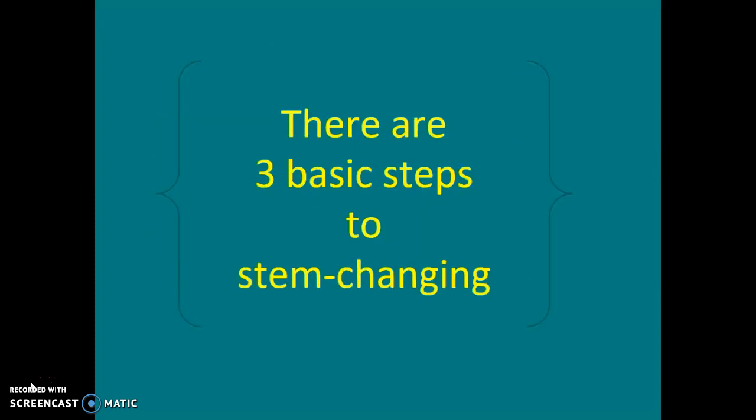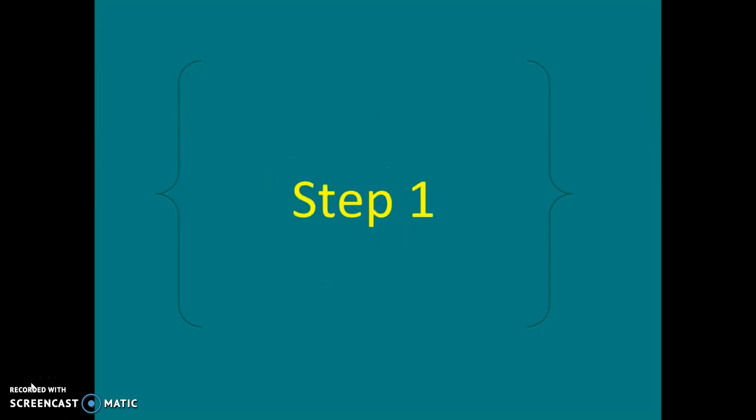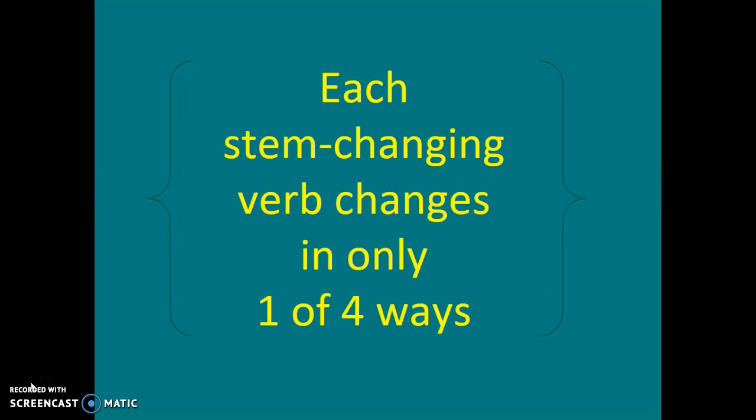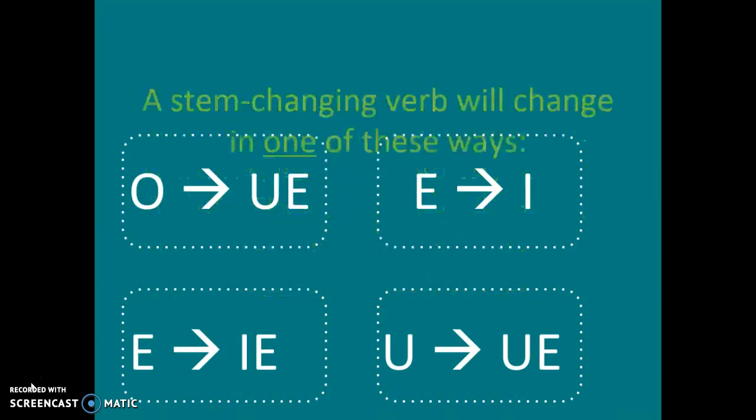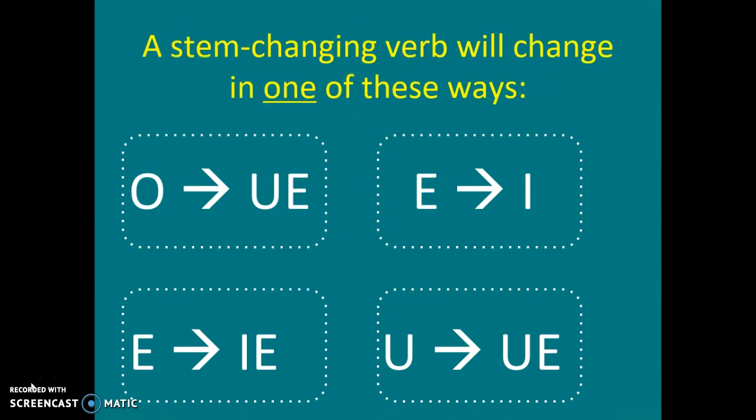There are three basic steps to having a stem change. Step 1. Each stem changing verb changes in only one of 4 ways. So there's only 4 different kinds of stem change verbs. We have O to UE, E to I, E to IE, and U to UE.